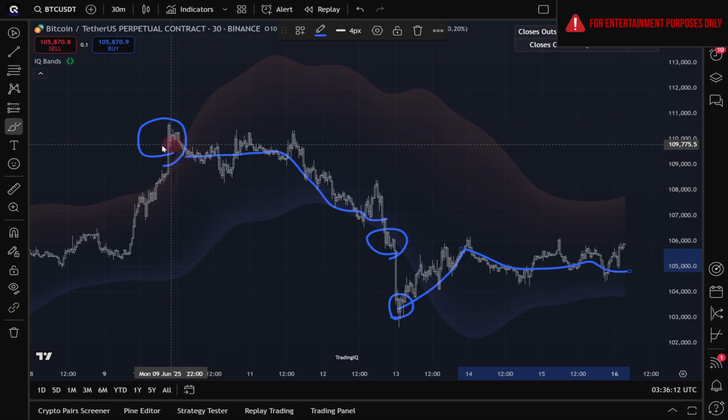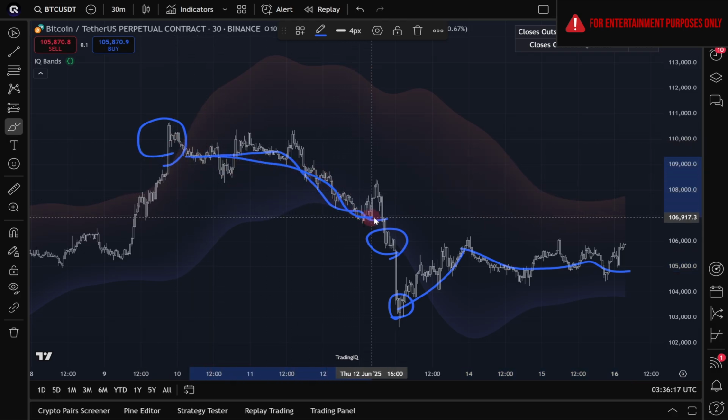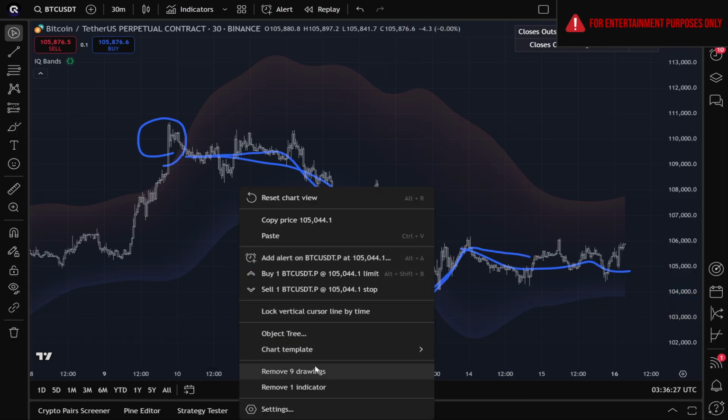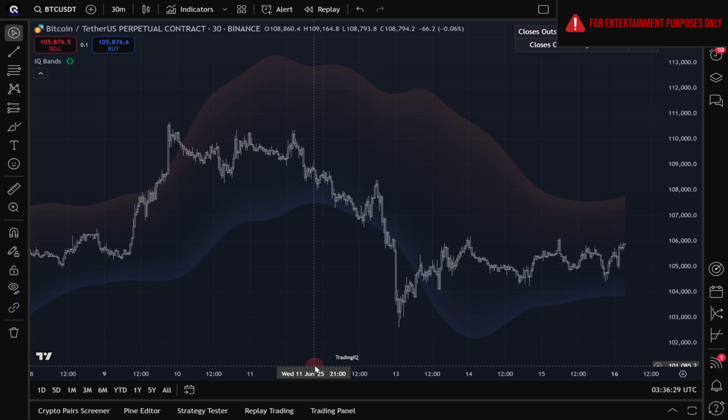Price became relatively too high according to the IQ Bands and mean reverted back towards the long-term average to the downside until price became relatively too low and then mean reverted upwards back towards the long-term average. This is exactly how traders who use IQ Bands analyze the markets. So now that we understand how traders use this tool to spot mean reversion opportunities, I want to show you one strategy that was brought to my attention in our Trading IQ Discord server.